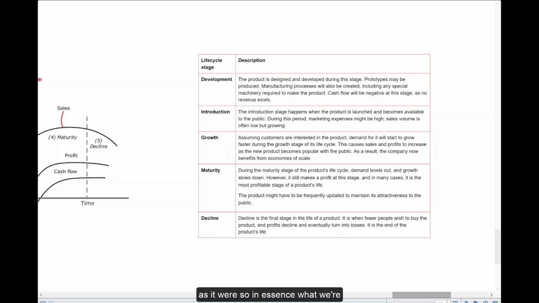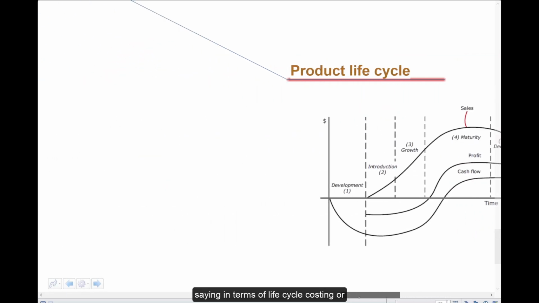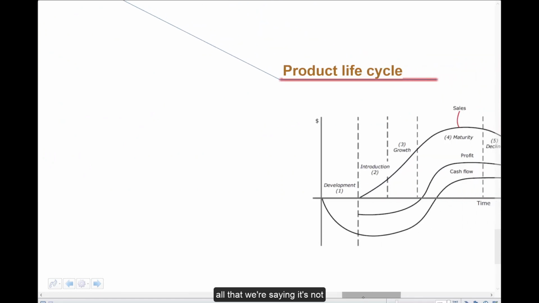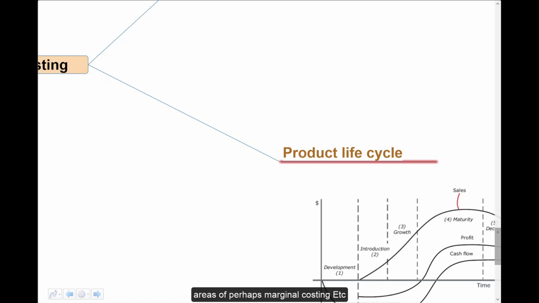So in essence, all that we're saying in terms of life cycle costing, it's not complicated at all, not like, say, some areas of marginal costing, etc. We're simply saying: record all costs and get a fix on what exactly it's costing you in each stage of the product. So it's more of a general costing approach, isn't it, with regard to the general stages in the life cycle, rather than specific, per unit, etc.